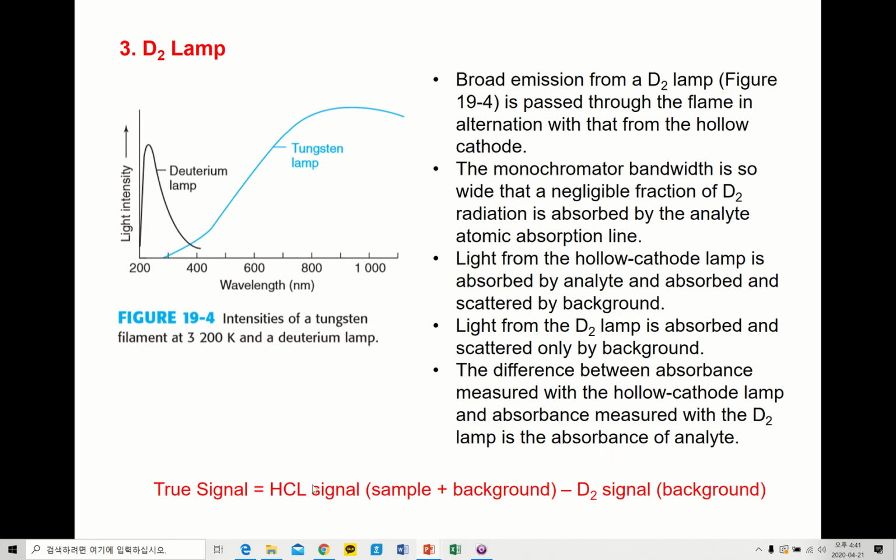So the true signal is the hollow cathode lamp signal, which contains sample and background, minus the D2 signal, which contains only background. This way we select only the true signal. That's the other idea.